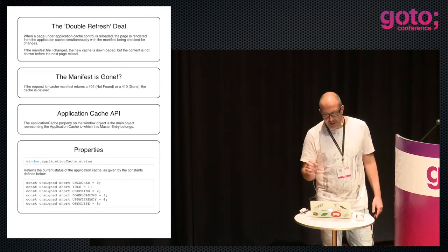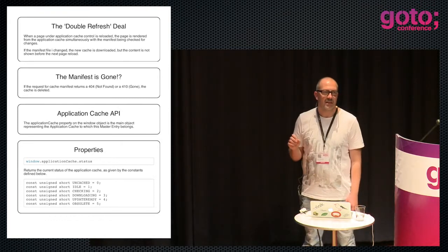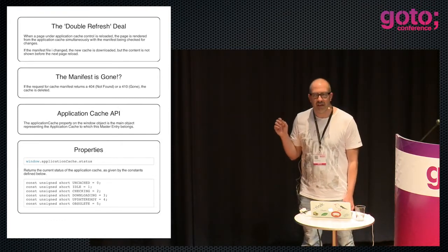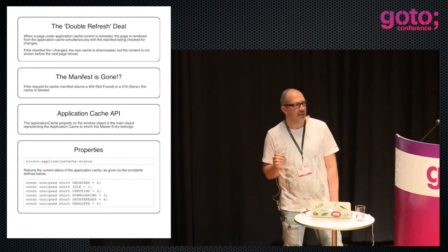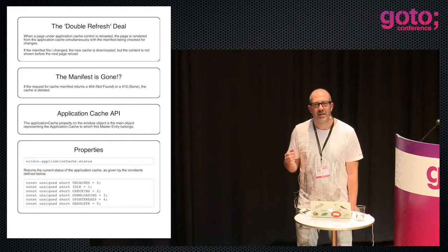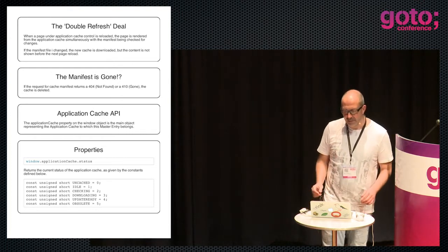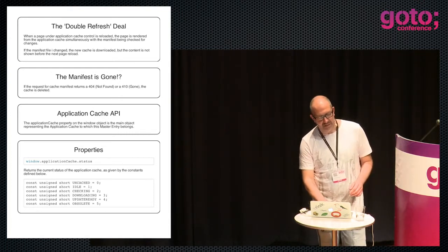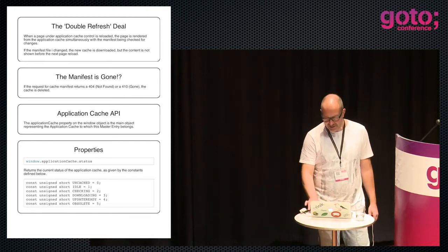If we delete a manifest file, then the application cache will be deleted on the client. So that's a way to get rid of being under application cache control. We can just remove the cache manifest, and then the cached file will be removed.